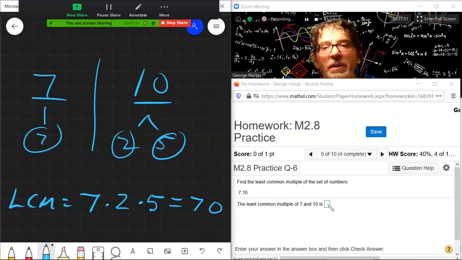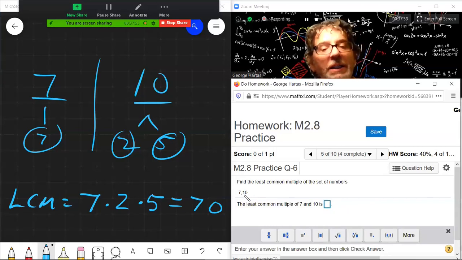Nice. And again, we can kind of see here that there are no common numbers between them. We got a prime 7. We got a 10, which is composite, but its factors are 2 and 5. There's nothing common between both. We could have just simply multiplied 7 times 10 and gotten 70.